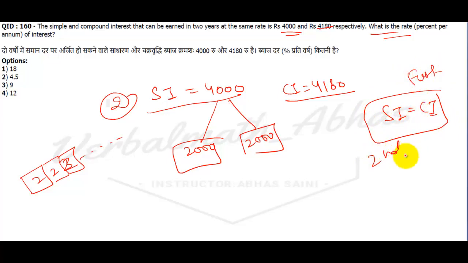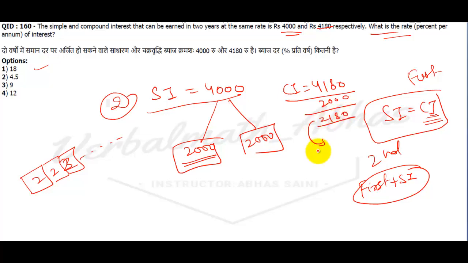But from the second year, the interest will be calculated on the first principal plus the SI amount. Now in this question, this is your first year, so from 4180, if you minus this 2,000, 2180 is your CI of the second year, or you can say 180 extra. Only 180 is greater than 2000. So 180 by 2000, because in CI you are getting that extra amount on the simple interest which has been added from the first year.